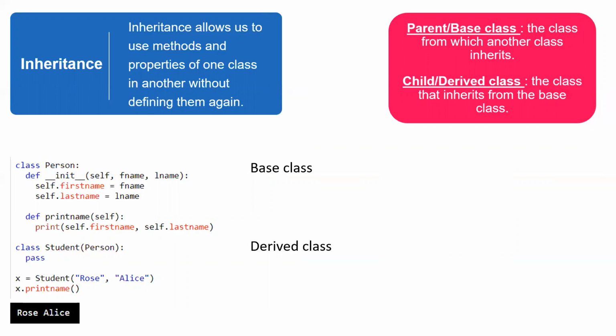So we have a class called person. We have a constructor and a function called printname, which prints the first name and the last name of a person. We have a derived class student, which derives properties of the base class person. So we call the printname function using x, which is an object of class student. We pass in two parameters, Rose and Alice, which is then printed.